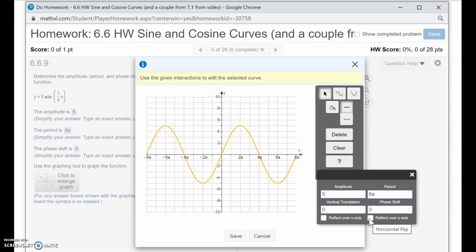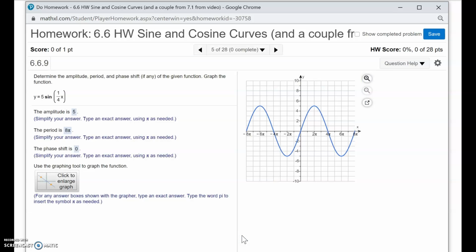For cosine, there won't be a reflection over x. If there's a negative in there, if it's given, it would reflect over x. So really what I'm trying to say is if you deal with the odd properties like we did in class, you only have to really deal with the reflection over x if you end up with a negative out front. Okay, so that's our graph, I believe. Let's see if we got it right.